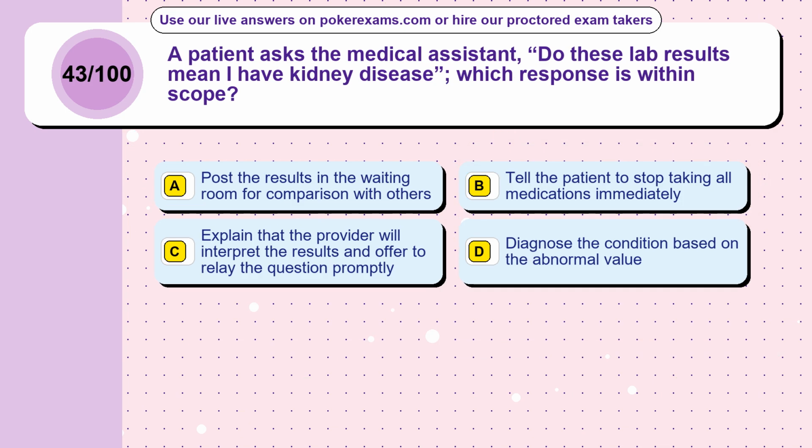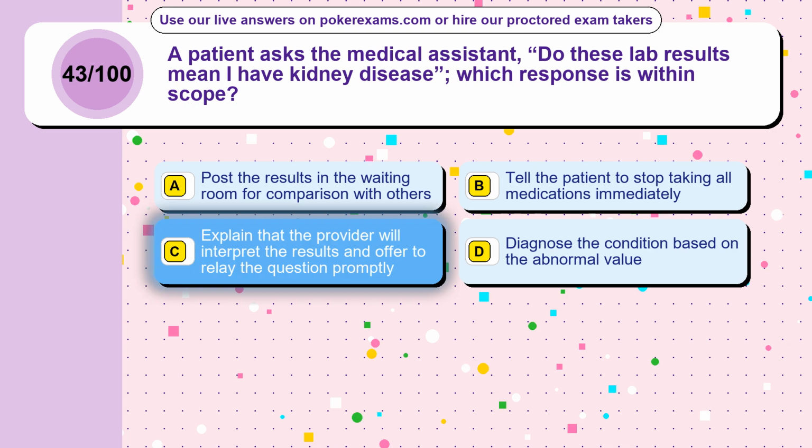Question 43. A patient asks the medical assistant, "Do these lab results mean I have kidney disease?" Which response is within scope? Option A. Post the results in the waiting room for comparison with others. Option B. Tell the patient to stop taking all medications immediately. Option C. Explain that the provider will interpret the results and offer to relay the question promptly. Option D. Diagnose the condition based on the abnormal value.